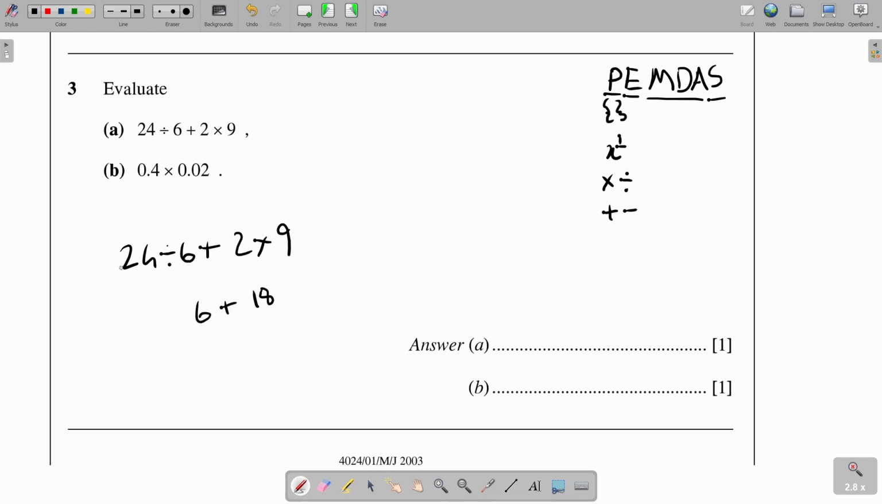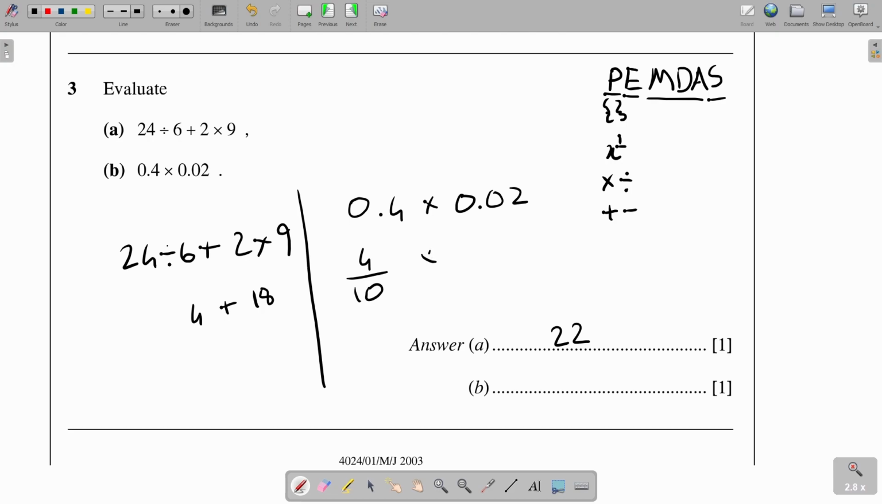Plus 6, 24 divided by 6 is 4, 6 4s are 24. So we do 4 plus 18 is 22. Perfect. And then we'll also have 0.4 into 0.02, which is 4 over 10 into 2 over 100, right?